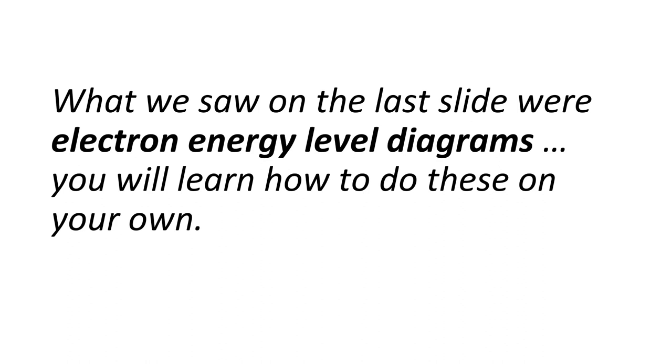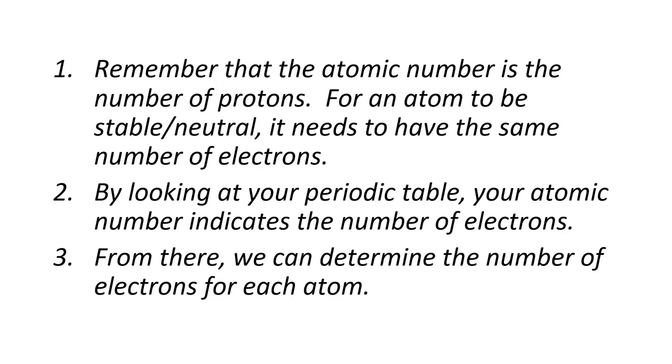So what we saw here, these are energy level diagrams. You need to learn how to draw these on your own. So remember that the atomic number is the number of protons, so if it's going to be stable or ground state, it must have the same number of electrons. So by looking at your periodic table, you should get the number of electrons.